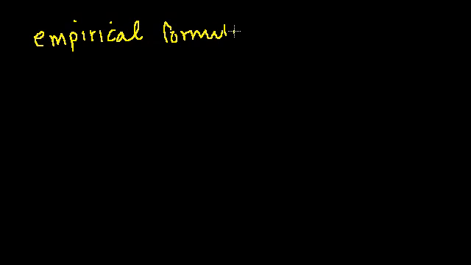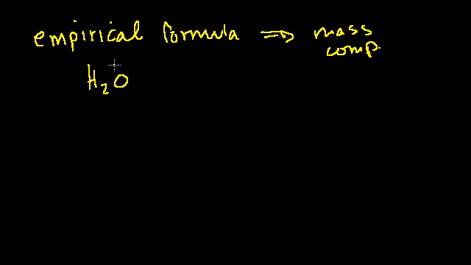A couple of videos ago, we figured out how to go from the empirical formula to the mass composition. All I mean by mass composition is that you could start with the empirical formula H2O, which is also its molecular formula, and then we were able to figure out what percentage of this was oxygen and what percentage of this was hydrogen.